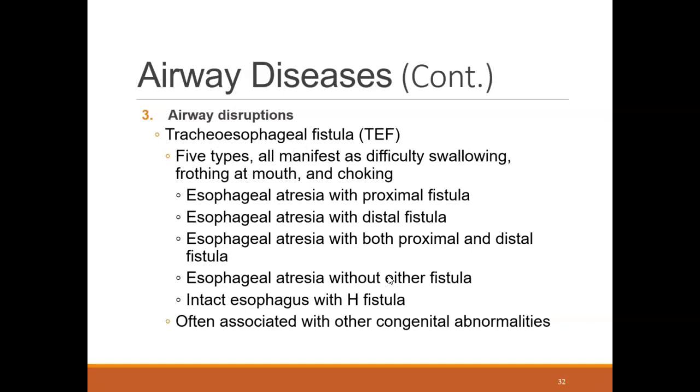TE fistulas. This is one that your book calls out because it's a common airway disruption in babies. There are usually 5 different types. This is where you have an esophageal atresia that's going to cause a fistula in the airway. You can also have esophageal atresia, a narrowing of the esophagus, without a fistula.